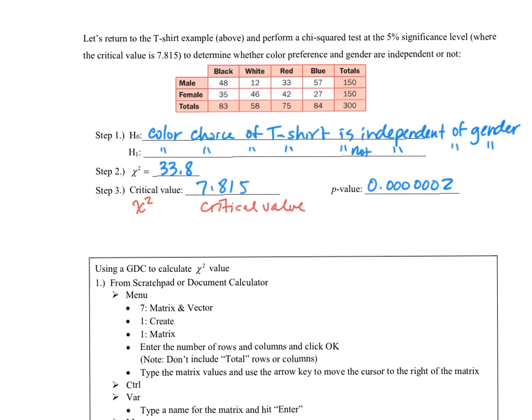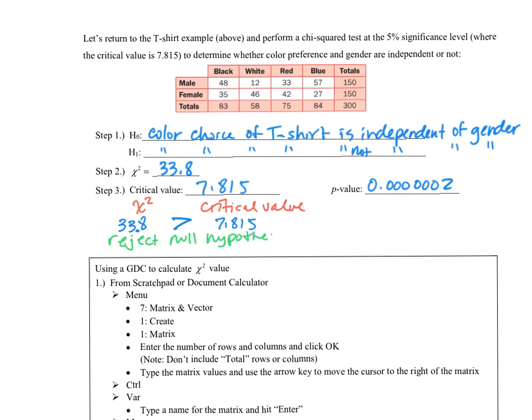Okay, chi-squared turned out to be 33.8, and the critical value we're given is 7.815. So you can see that the chi-squared value is greater than the critical value. So if you go back and look at your notes, you'll see that when the chi-squared is greater than the critical value, that's when we reject the null hypothesis. So our conclusion is we're going to reject the null hypothesis.